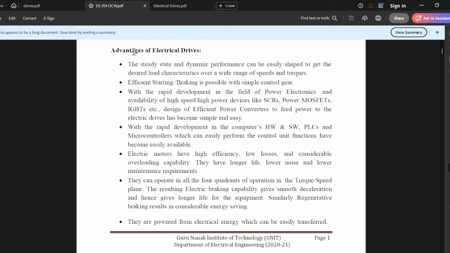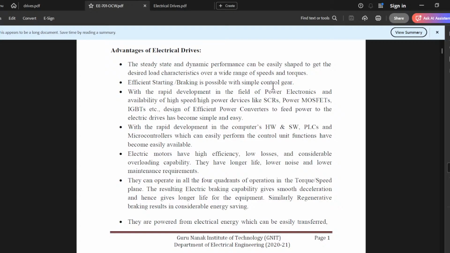Okay, the second one is efficient starting or braking is possible with simple control gear. If you imagine a mechanical drive, it will be very difficult to start it. You have to put the whole system in motion, or you have to overcome its inertia. But in an electric drive, the starting and braking is pretty easy, and we can do this by the use of control gear. Control gear is basically the power panel, the control panel.